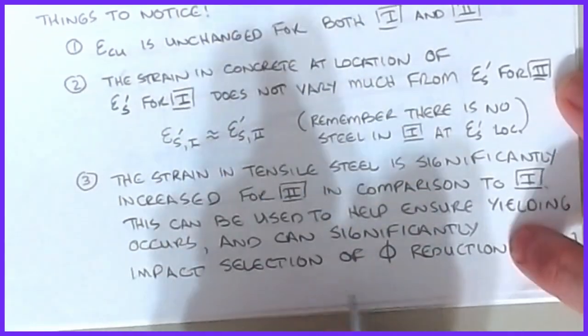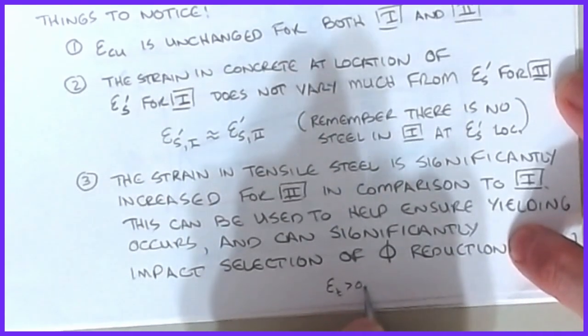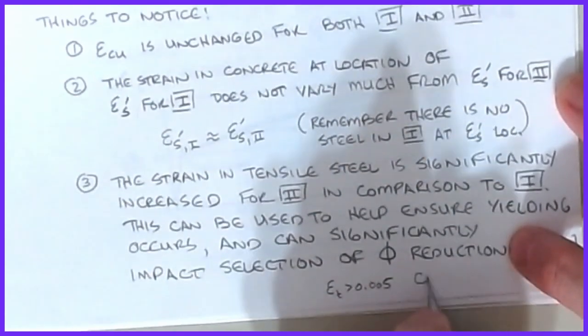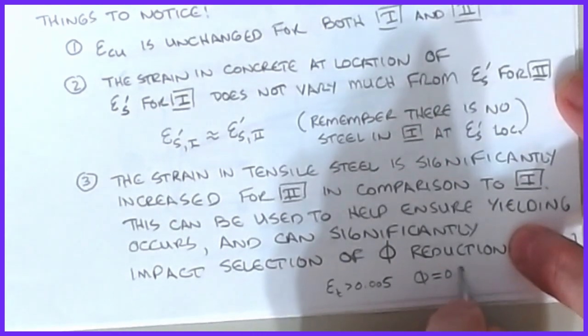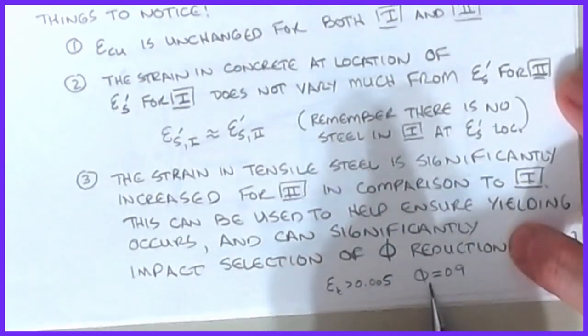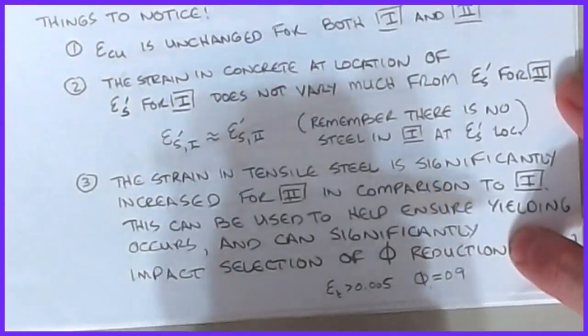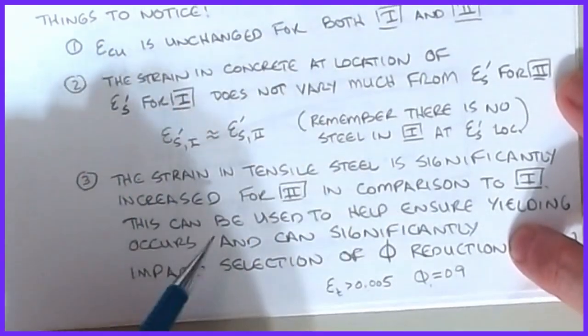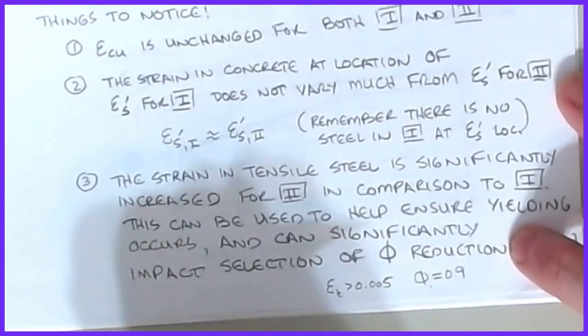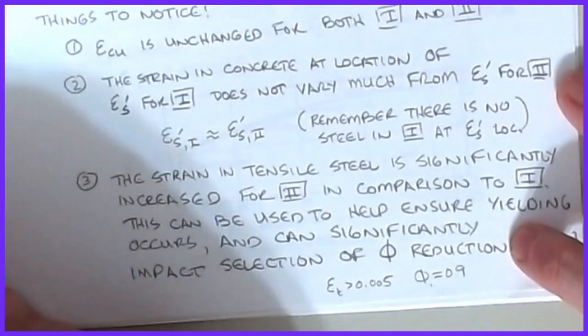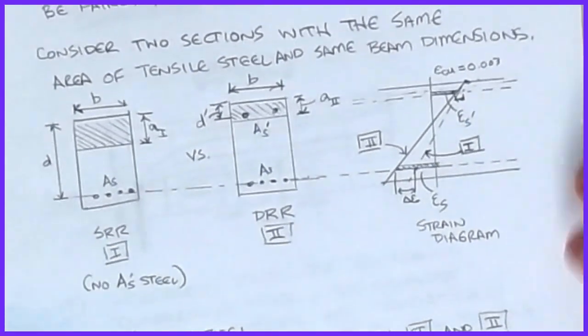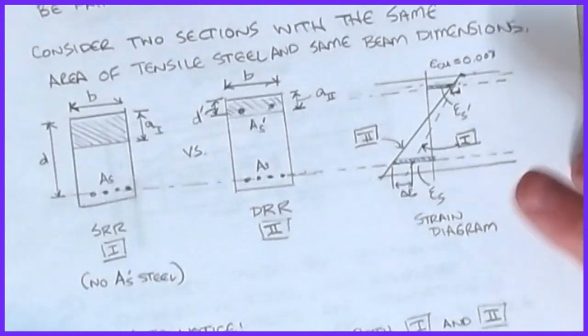Because remember, if I don't get epsilon T greater than 0.005, that's the only way that phi is equal to 0.9. If I'm less than this, my phi starts drastically reducing. So this is forcing us to yield the steel, which is ensuring that we get a ductile failure before we get crushing of the concrete. So it's an important concept, and it's illustrated by the picture of that strain diagram. So that's a huge point to pay attention to.